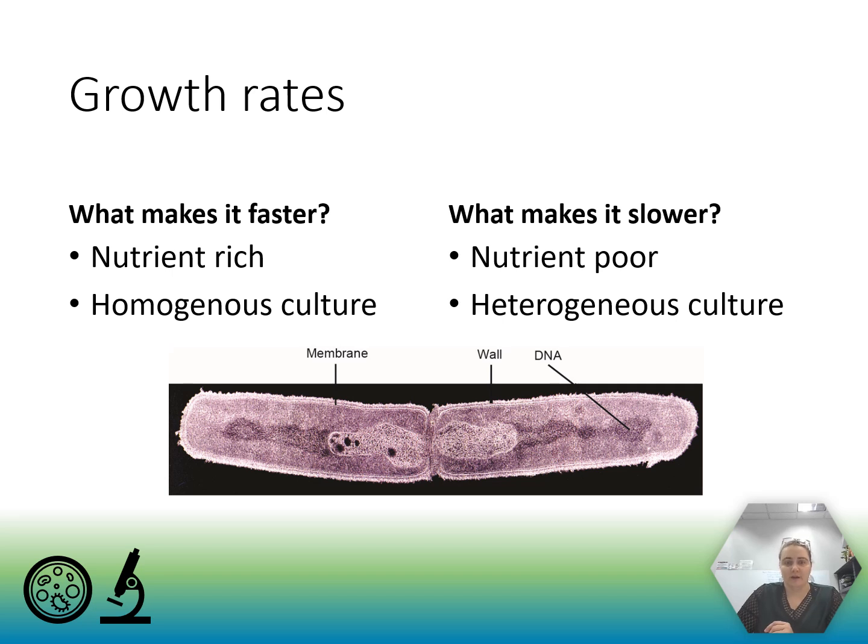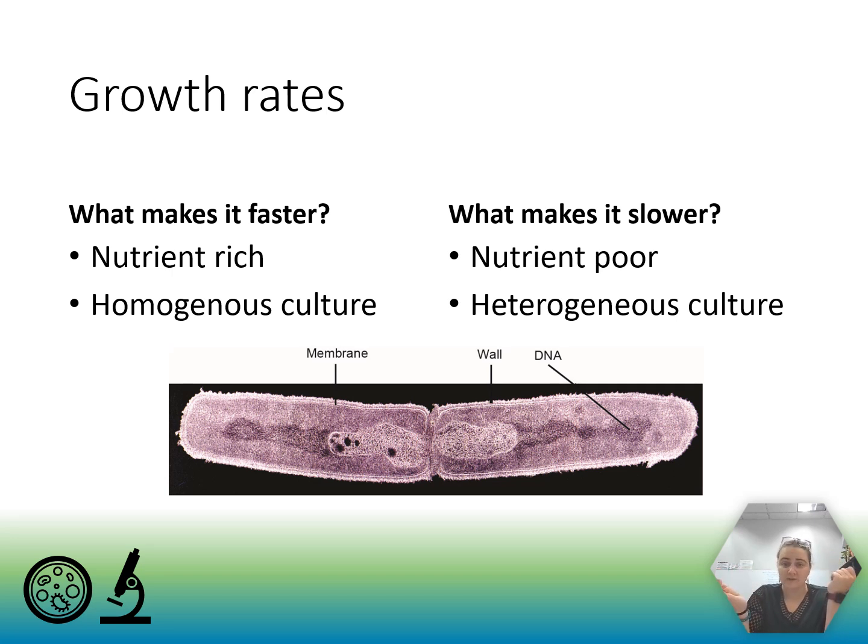So growth rates, right? What makes it faster? When we're nutrient rich, so we have nitrogen, phosphorus, and everything that a cell needs food-wise, and when we have what's called a homogeneous culture. So that means that we're trying to culture just one organism. You saw this in one of our first labs where we grabbed a sample of a very specific organism and tried to culture just that organism. And if it's homogeneous, they're going to grow better.